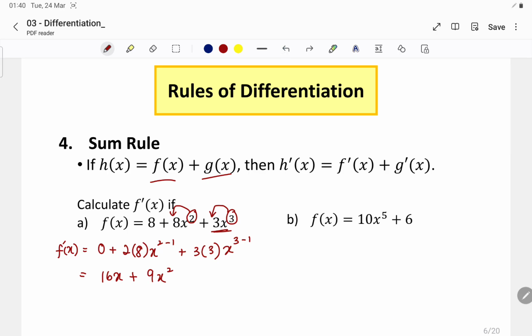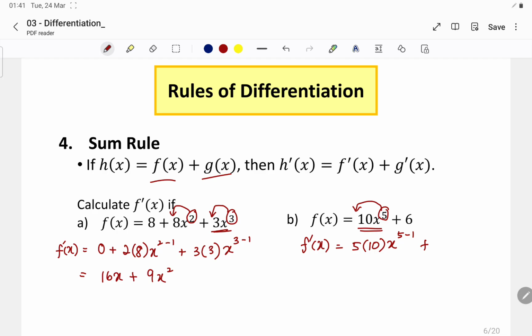Okay, now we find the answer for 10x to the power of 5 plus 6. Then here 10x to the power of 5, we can use the power rule. So you bring 5 in front, so 5 multiplied by 10, multiply with x to the power of 5, we copy the power minus 1. And then we settle this term, settle for 6. So plus 6.